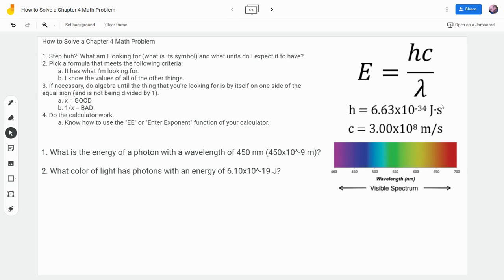As promised, I'm going to make a video now to show you how to do the math to solve a Chapter 4 math problem. That's not a very elegant way to say it, but it'll do. All right, so I'm going to show you a four-step procedure.